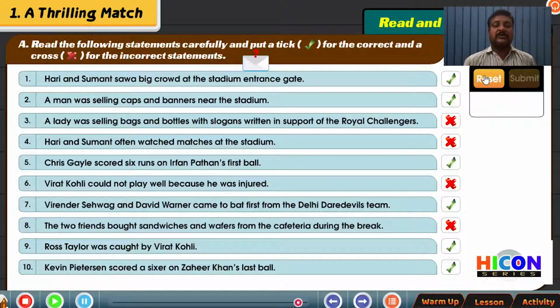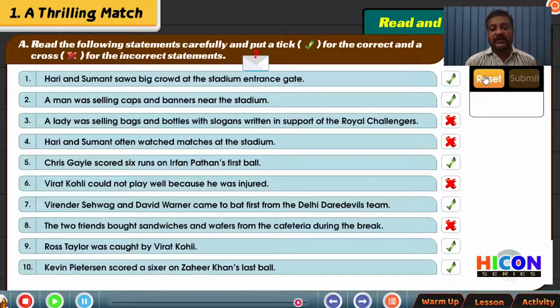Ross Taylor was caught by Virat Kohli. Yeah, it was then when he fell down, he got some injury. All the people came around to help him out. The medical team came there, and after a while it was all fine. Isn't it? Yeah, that is a true statement.